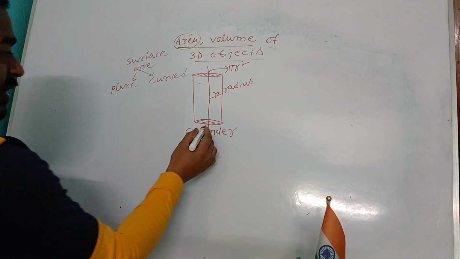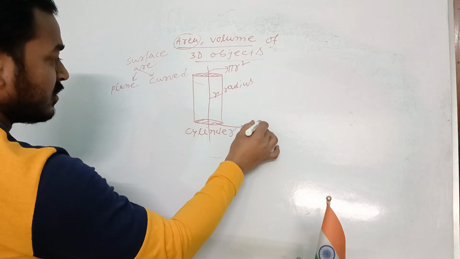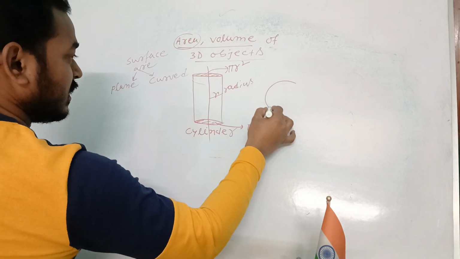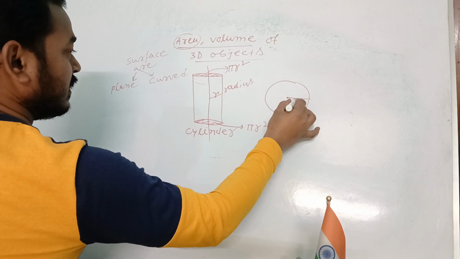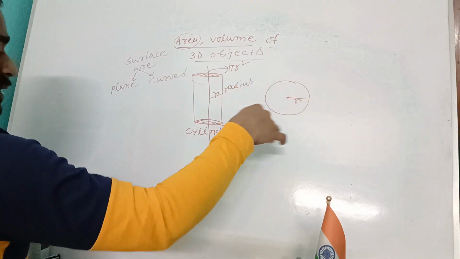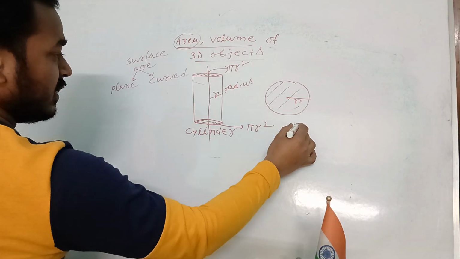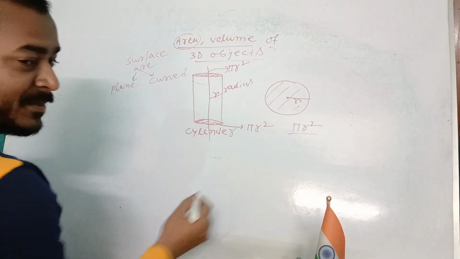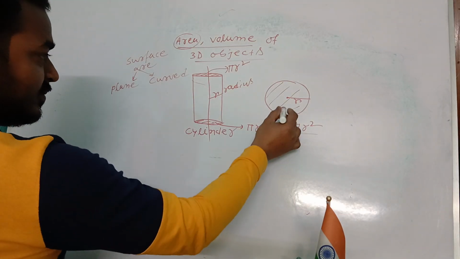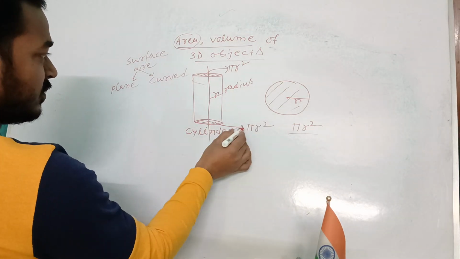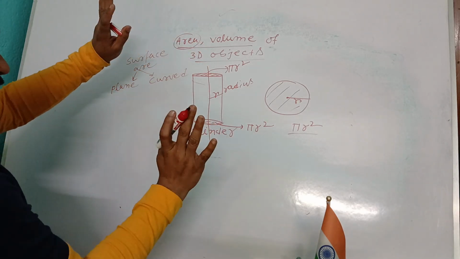Now see, this surface area is also pi times r square, because in case of a circle, if we draw one circle, it has a center and a radius. So the area of the circle is pi times r square. So we can write it is also pi r square. So these two surfaces, pi r square.